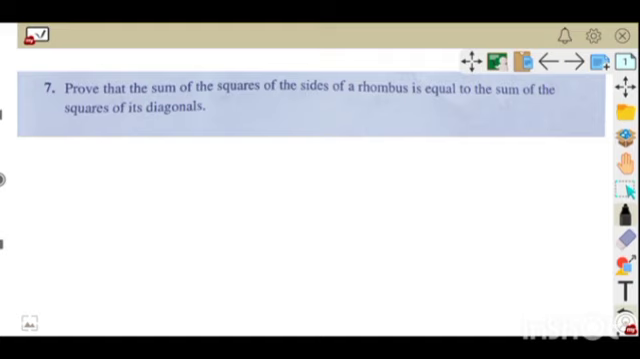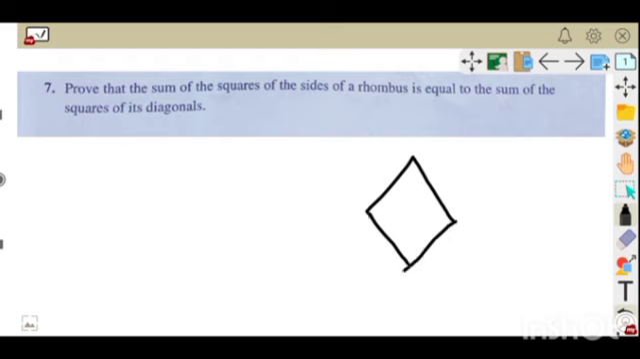We have question number 7. Prove that the sum of the squares of the sides of a rhombus is equal to the sum of the squares of its diagonals. So before we start, we should know about the rhombus. Here let me draw a rhombus.